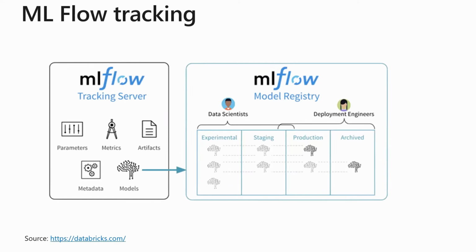Again, a beautiful view of what MLflow is. It has a tracking server which basically keeps track of your parameters, metrics, artifacts, metadata, and models. And then once you register the model, you can basically just have it pushed through different stages. You're experimenting with the data, and once you decide that it's working fine, you push it to the next stage, and then you collaborate with deployment engineers or business people, saying, okay, now I'm totally satisfied with the performance of this model, and you push it into production.